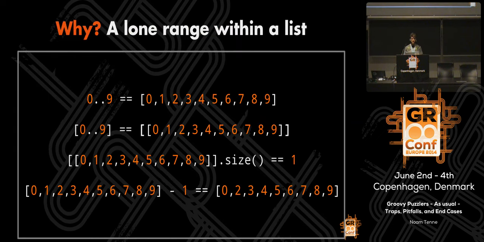Why is that? Let's take it step by step. This is actually a bit weird, but a common mistake many people make is declaring a range within a list where the range is already a list. So basically, we've declared a range within a list. Now we have a list with one element, which is the range which we just declared. So if we test the size, we'll see the size is 1.